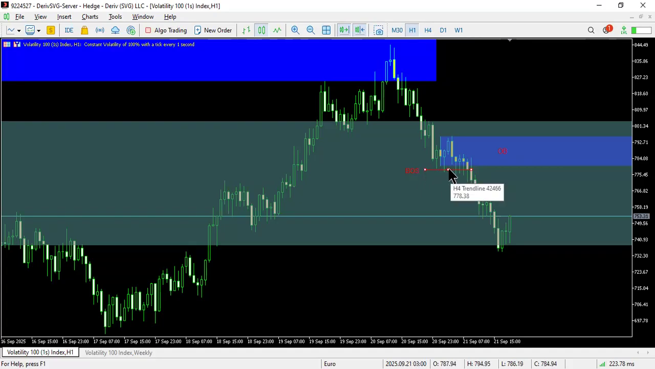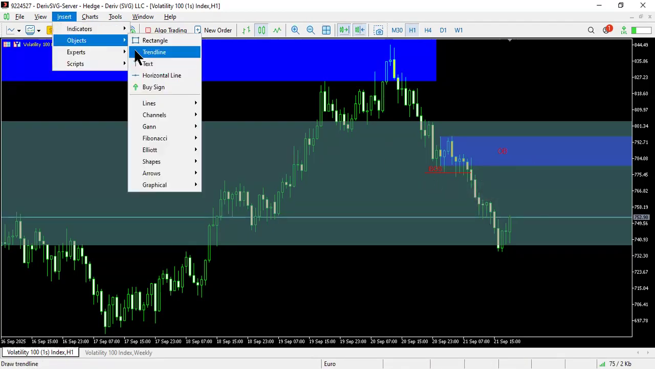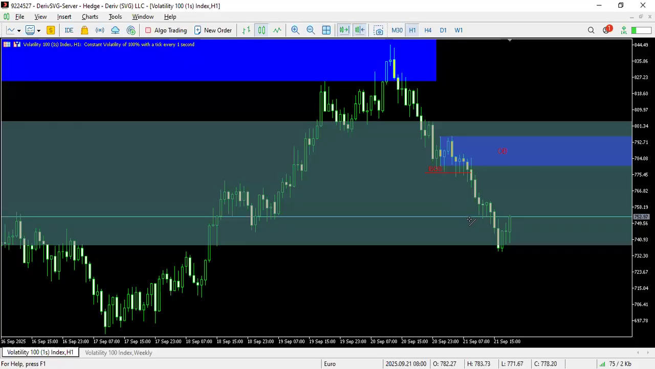So that is how I always do it. I know how this VIX 100 moves. I've back tested it and I know the behavior of VIX 100. So that is the area in which I'm going to wait for price to go and mitigate. It looks like we have another break of structure right there.